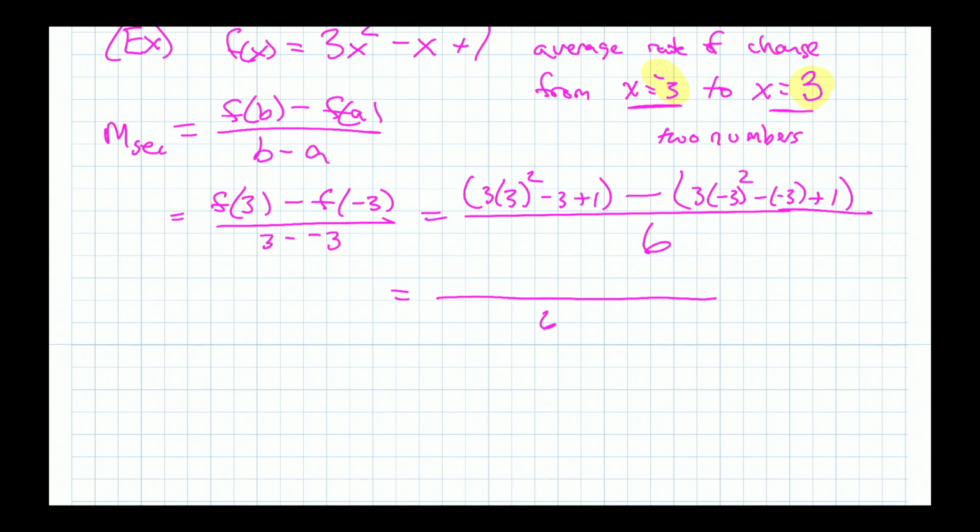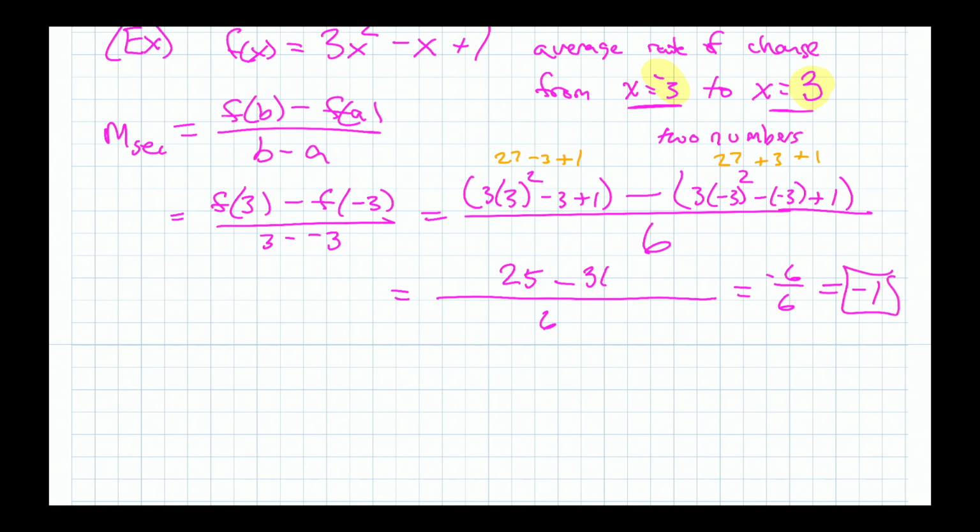So we have 3 times 3 squared is 27 minus 3 plus 1. And then this over here is going to be 3 times -3 squared, so -3 squared is 9. 9 times 3 is 27 minus -3, so that's going to be +3 plus 1. So what do we get here? This first one is 27 minus 3 is 24. 24 plus 1 is 25. Minus, this one is 27 plus 3 is 30. 30 plus 1 is 31. So we have 25 minus 31 over 6, which is -6 over 6, which is -1.